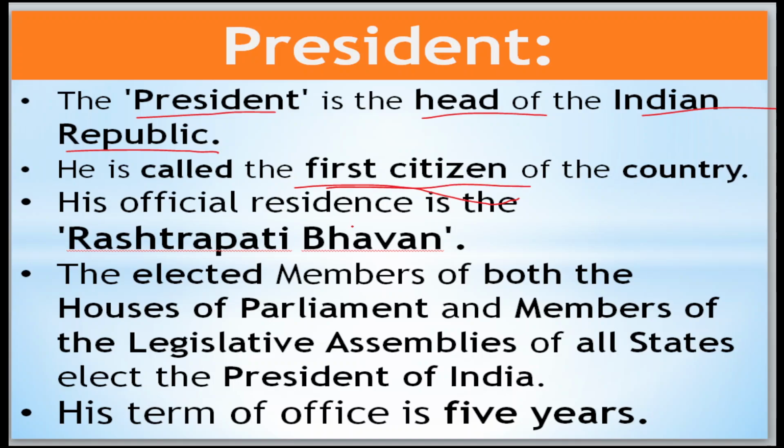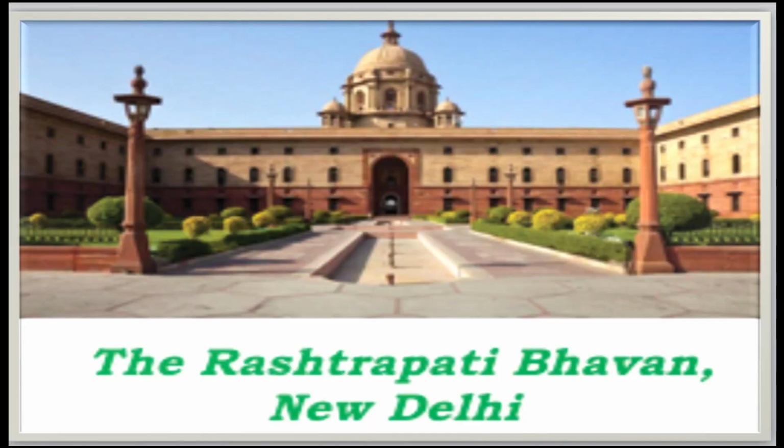Who is the first citizen? President. And his official residence, where he will stay once he is appointed president, is Rashtrapati Bhavan, located in New Delhi. This is how it looks, this is the Rashtrapati Bhavan. Anyone elected as president can stay in this building.